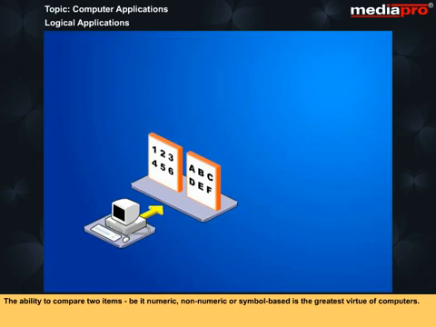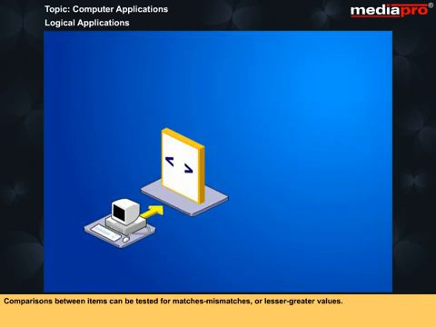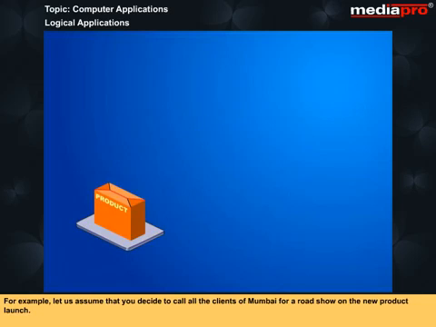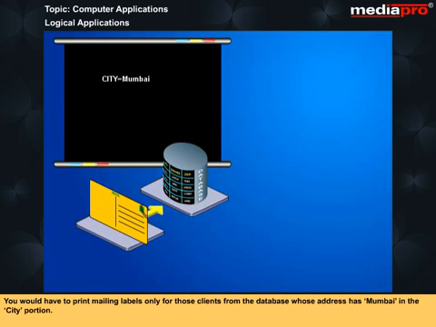The ability to compare two items, be it numeric, non-numeric, or symbol-based, is the greatest virtue of the computer. Comparisons between items can be tested for matches-mismatches or lesser-greater values. Based on the result, the computer applies logic in selecting a specific course of action. For example, let us assume that you decide to call all the clients of Mumbai for a roadshow on the new product launch. You would have to print mailing labels only for those clients from the database whose address has Mumbai in the city portion.